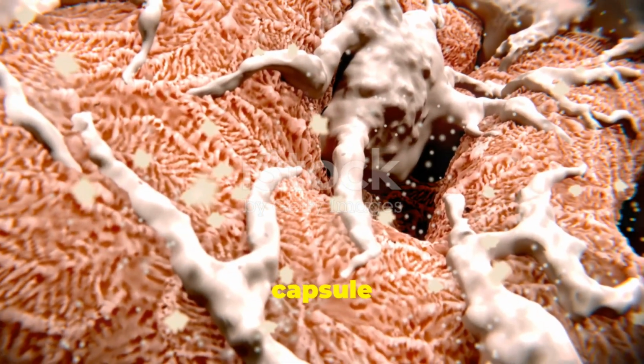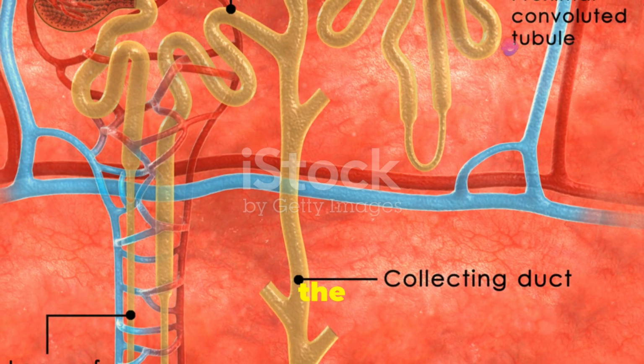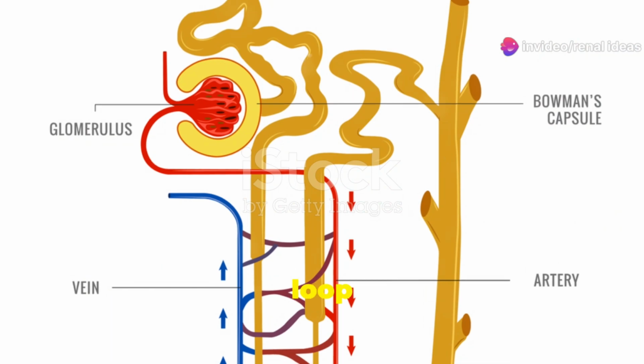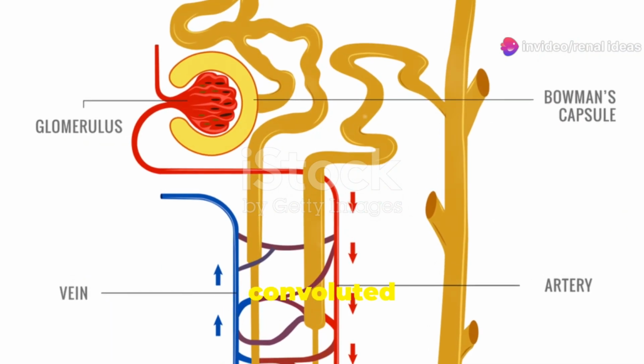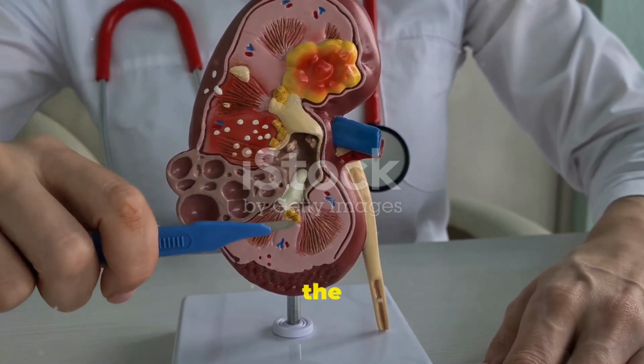Connected to the Bowman's capsule is the renal tubule. The renal tubule has three main sections: the proximal convoluted tubule, the loop of Henle, and the distal convoluted tubule. Each part of the tubule has a specific role in processing the filtrate.